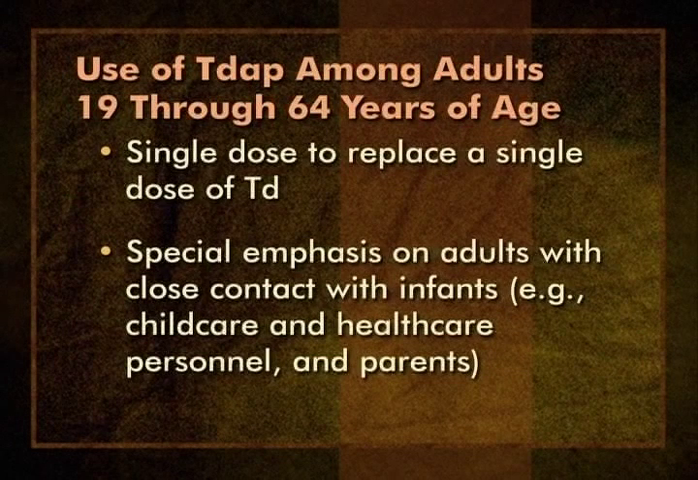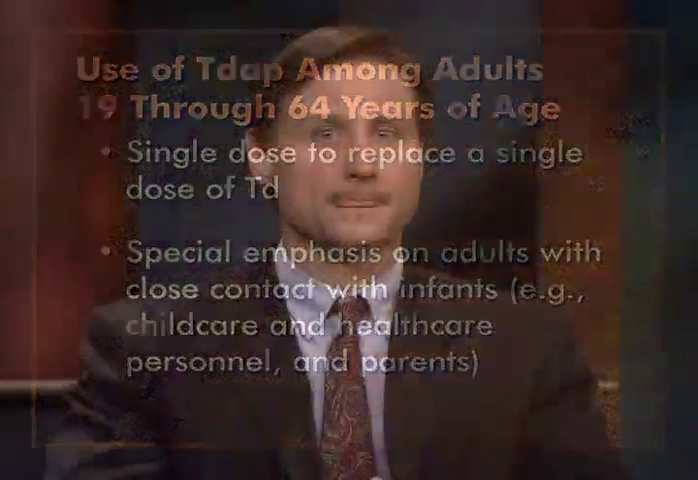ACIP recommends that adults 19 through 64 years of age receive a single dose of either brand of Tdap to replace a single dose of TD for booster immunization. Special emphasis should be placed on Tdap vaccination of adults who have close contact with infants, such as childcare and healthcare personnel, and parents. Both Tdap vaccines were approved by the Food and Drug Administration as a booster dose for persons who have previously received a documented series of DTP or DTaP. However, as you know, many adolescents and adults do not have a record of having previously received these vaccines. They may not have a vaccination record at all.